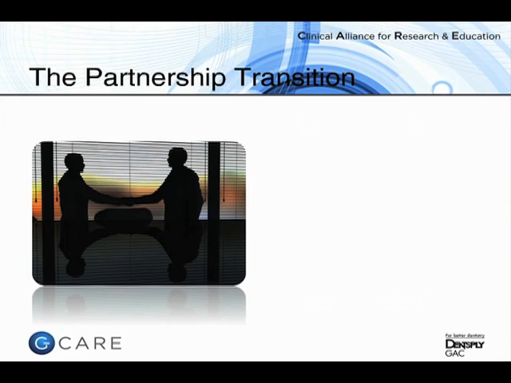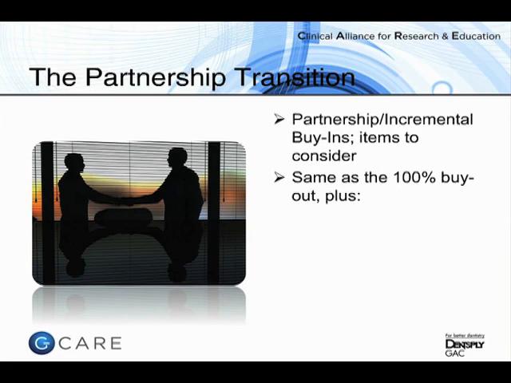The next is a partnership transaction. This is where you're not buying a practice entirely. You're becoming a co-owner of an existing practice. And it may be that you're buying some incrementally. It may be that you're going from a 1-doctor practice to a 2-doctor practice and you're becoming that partner. There are a lot of things to consider with partnership transactions. We have the exact same things to consider as a 100% buyout, plus we have these other things to consider.